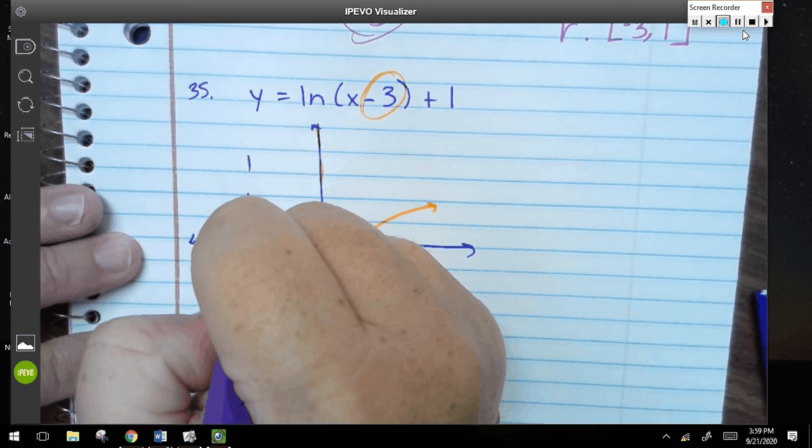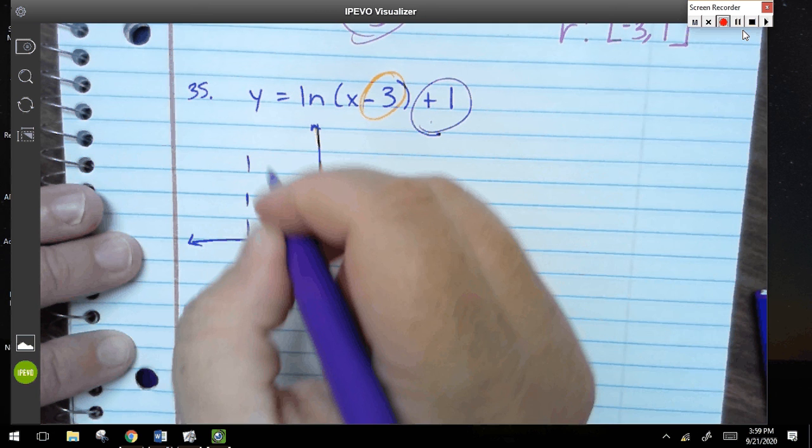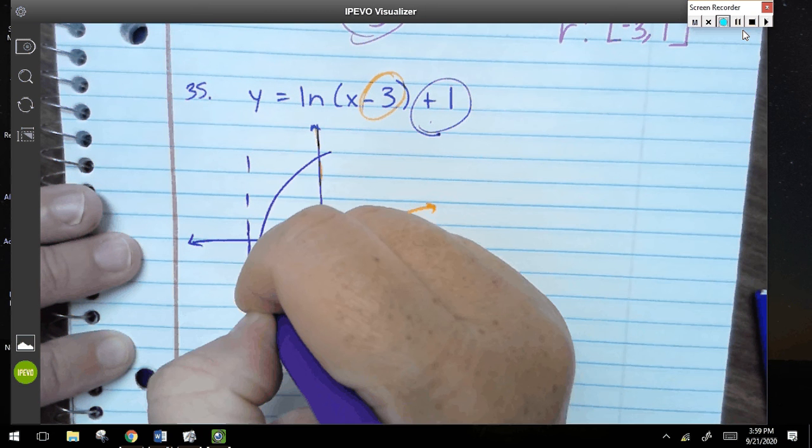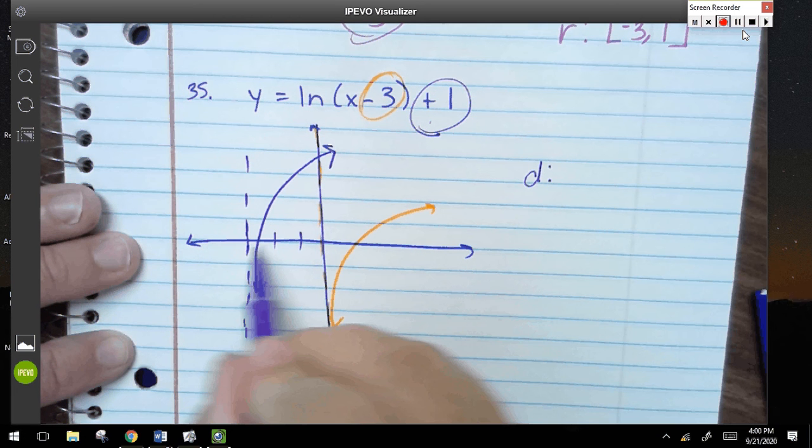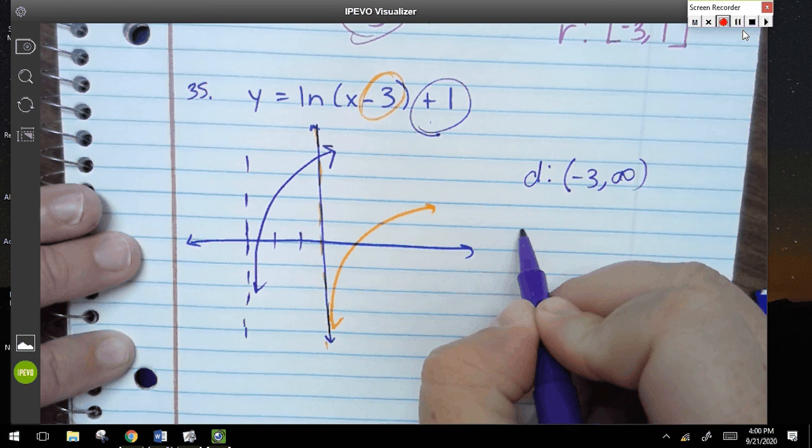I have got a negated x here, and a negated x, we all know, is going to reflect that.